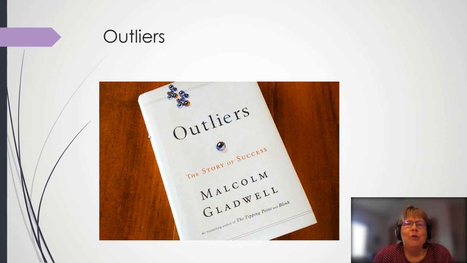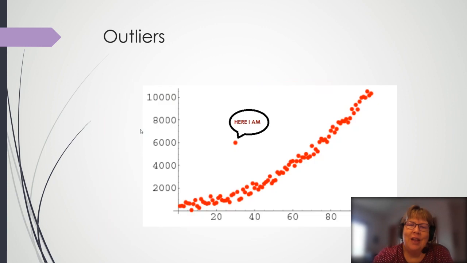So how do we get to that? It talks about practice and everything. So it talks a little bit more about outliers from a human standpoint. Of course, that's not exactly what we're interested in. We want to look at data.